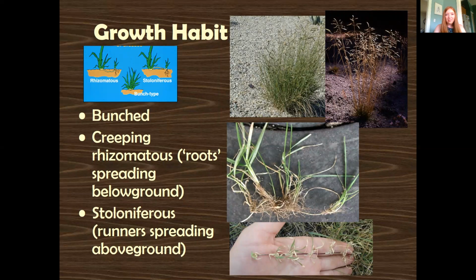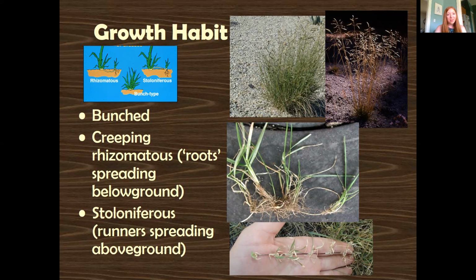Now, to switch gears a little bit, we're going to talk about growth habit now. So if you're looking at a species description, one of the things they'll mention is growth habit. So I have a few terms here, and we'll get into them a little bit here. So bunched, especially if you're talking about grass species, it might talk about a bunch grass. So you can see the topmost pictures there. All the growth is coming out from a single location in a big bunch, like the name suggests.